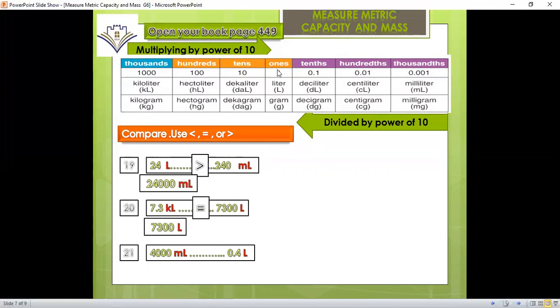Then multiplying by 1000, 0.4 multiplying by 1000, move this point 3 places. Move it 1, and I need another 2 numbers we haven't got, then put down 2 zeros, then the answer is 400 milliliter. Now which is bigger? 4000 milliliter is bigger than or smaller than 400 milliliter? Yes, bigger than.